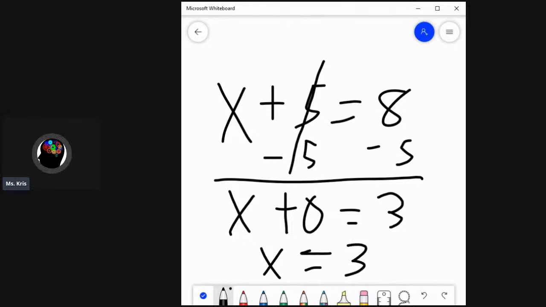So now, when you are solving one-step equations, remember that if you are adding a number to the variable, you must subtract that number from both sides to get the variable by itself.